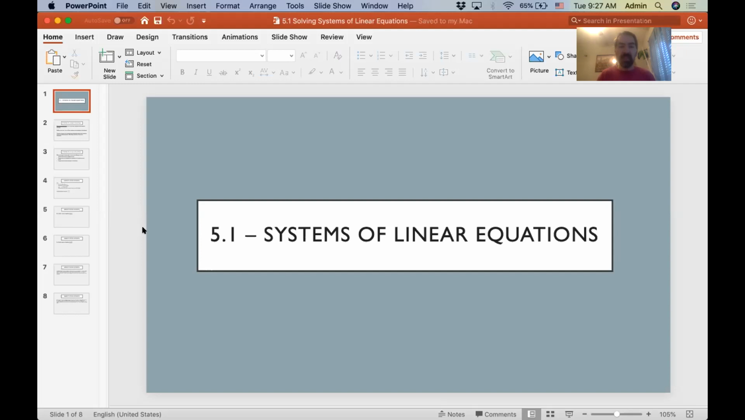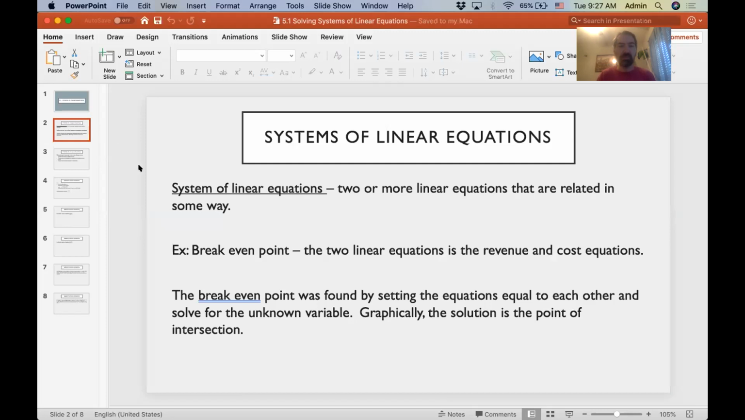But first, in section 1, we're looking at systems of two equations. So to begin with, a system of linear equations is just simply two or more linear equations that are related in some way. Now, we've already seen this in a previous chapter, in chapter 2, where we were trying to find the break-even point. We had the revenue equation and the cost equation, and what we did is we set that revenue and cost equal to each other. That's where we would get that break-even, and we solved for our variable x. And that gave us the break-even point.